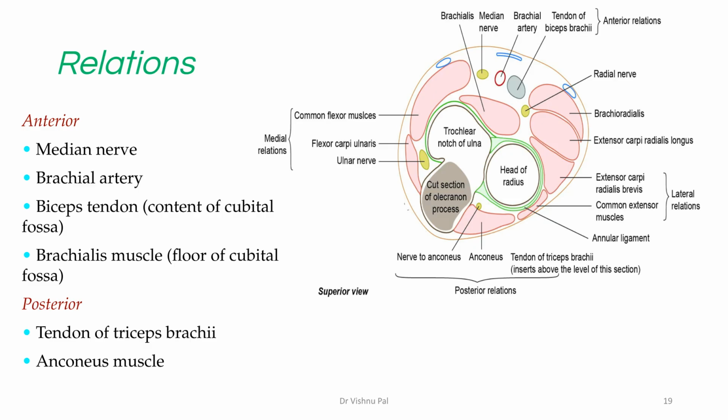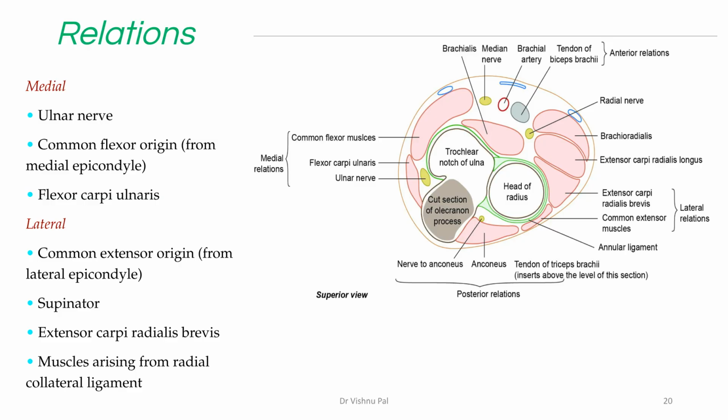Anteriorly, the elbow relates to the median nerve, brachial artery, biceps tendon, and brachialis muscle. Posteriorly, it relates to the triceps brachii tendon and anconeus muscle. Medially, the ulnar nerve, common flexor origin, and flexor carpi ulnaris are found. Laterally, relations include the common extensor origin, supinator, extensor carpi radialis brevis, and muscles from the radial collateral ligament.